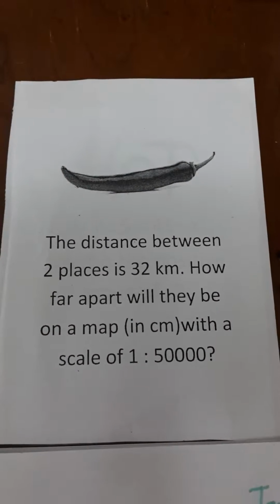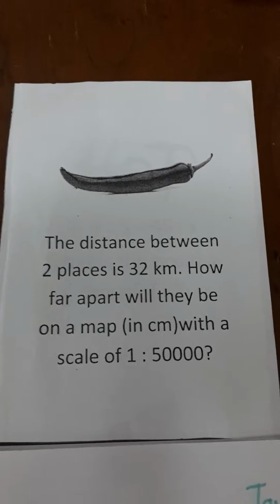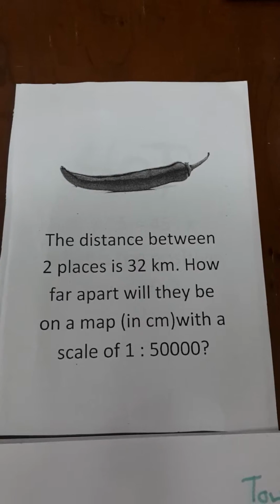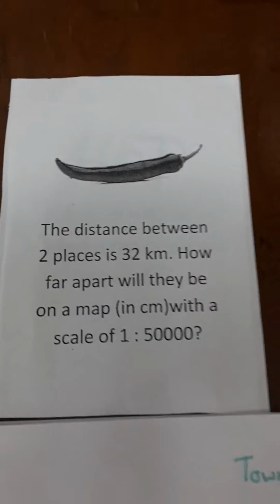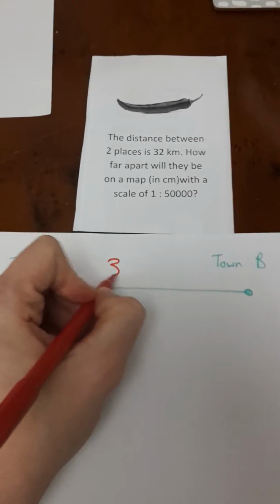The distance between two places is 32 kilometres. How far apart will they be on a map in centimetres with a scale of 1 to 50,000? So the first thing I'm going to do is to draw myself a sketch so it makes sense. I know that the distance between two places is 32 kilometres.